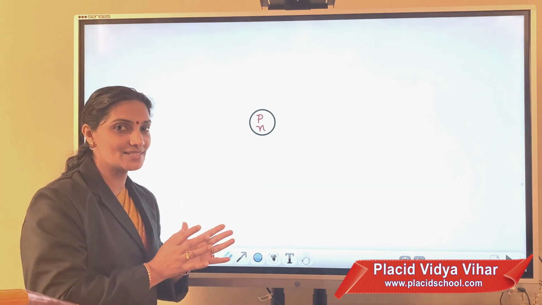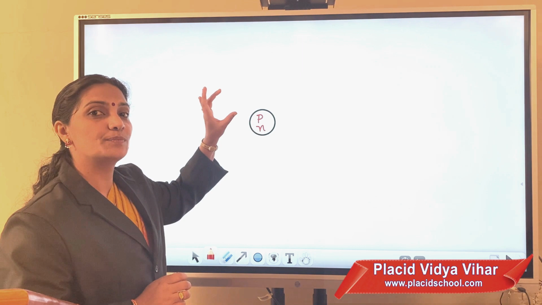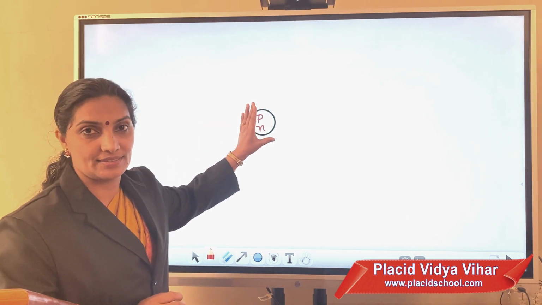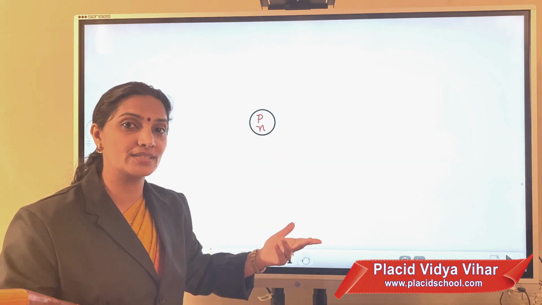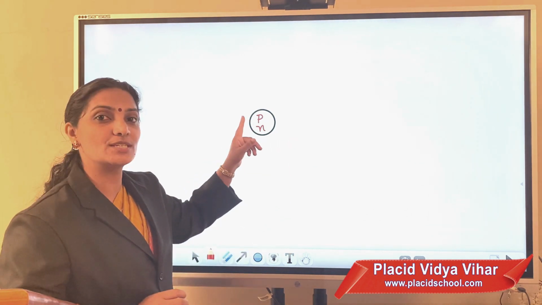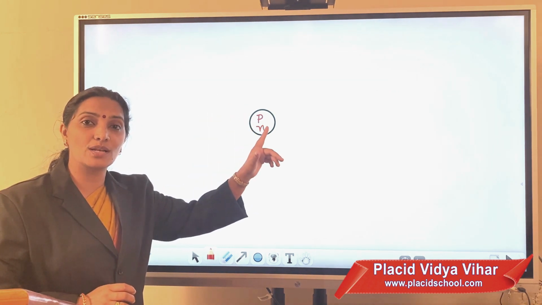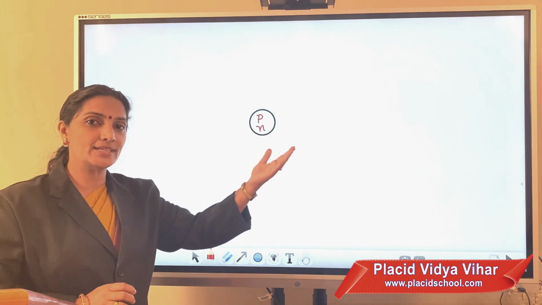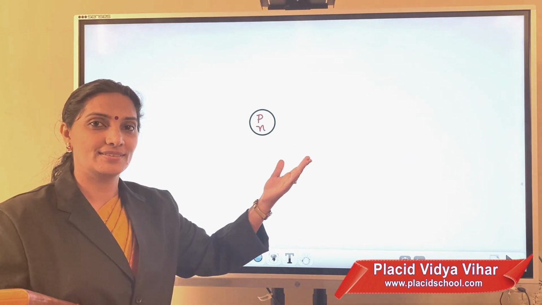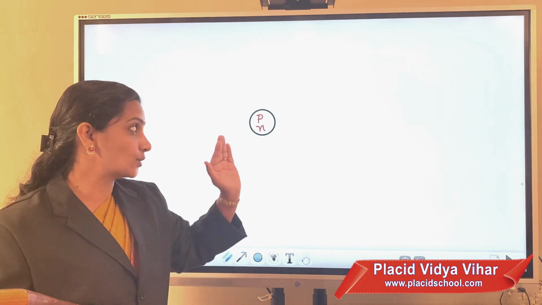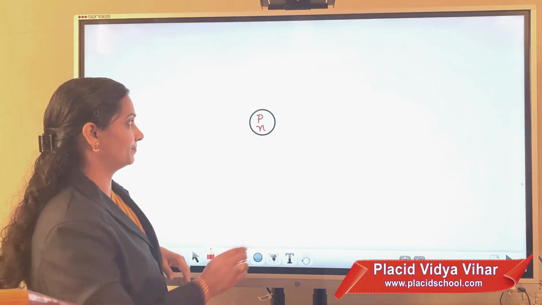An atom has a very small, positively charged and massive center. Then what was the second point? Around this nucleus, electrons are revolving through certain circular paths. What are the other names of these circular paths? They are termed energy levels or shells. Let's draw some energy levels.